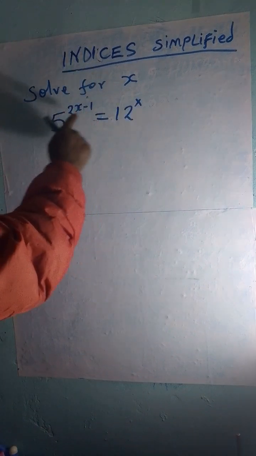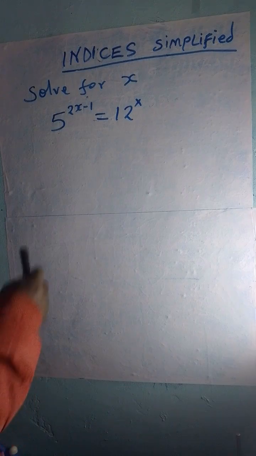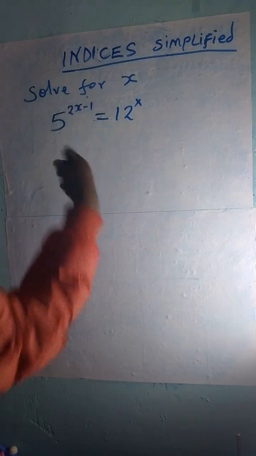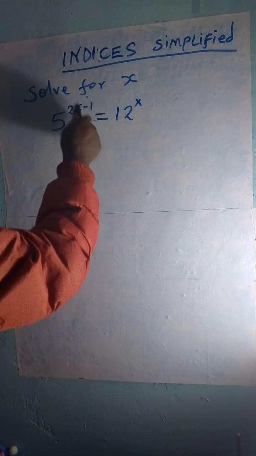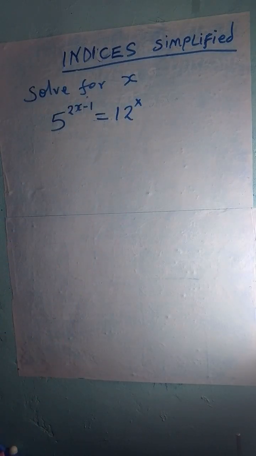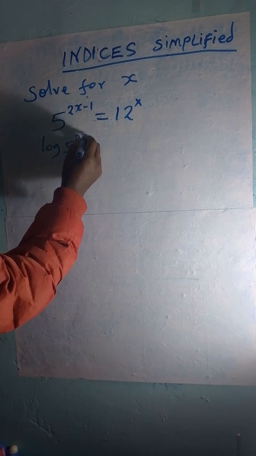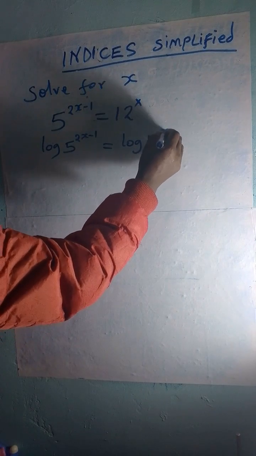Let's solve for the value of x in this equation. Now, this equation is not going to be very easy for you to write to any base, because this is 5 and this is 12. Both of them have the power of x. Therefore, you cannot write any of them to base 12 or 5. Therefore, what you do, you introduce the logs. You say log 5 raised to power 2x minus 1 will be equal to log 12 raised to power x.